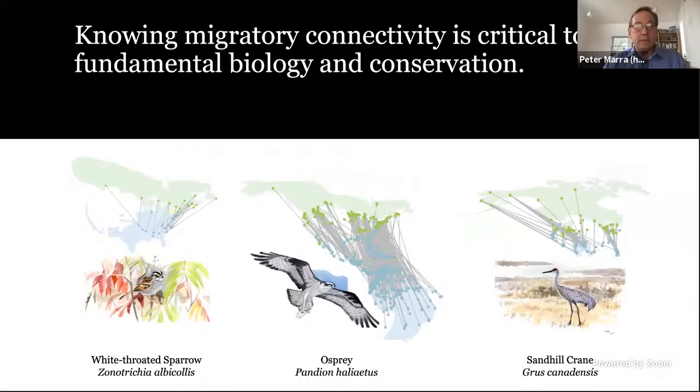There's lots of reasons to study this. It's really critical to understand migratory connectivity, both for fundamental biology and for conservation. And I want to show you a few examples of why it is so important. The first I want to explain to you is about movement ecology. That is tracking animals throughout their annual cycle and what you can learn.